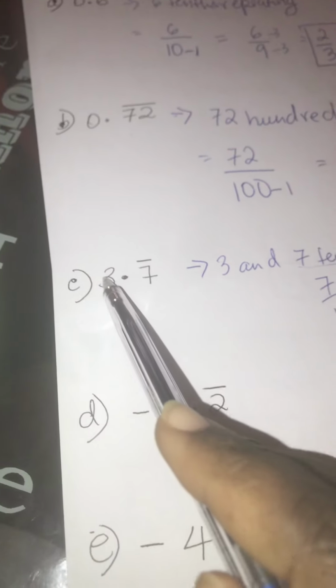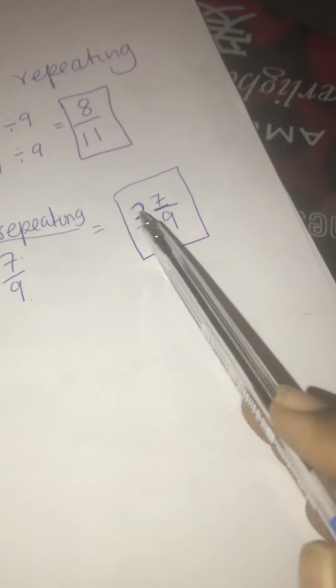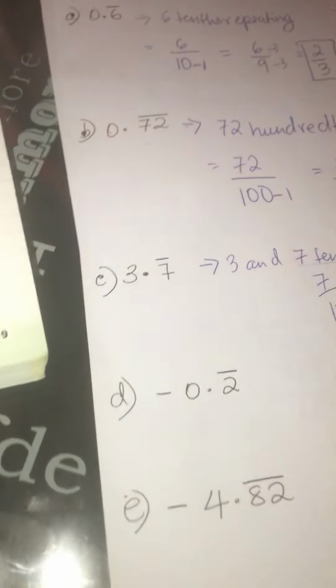How do I know I'm correct? I have 3 as a whole number here, and I have 3 as a whole number here.